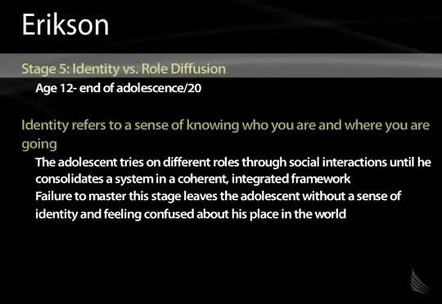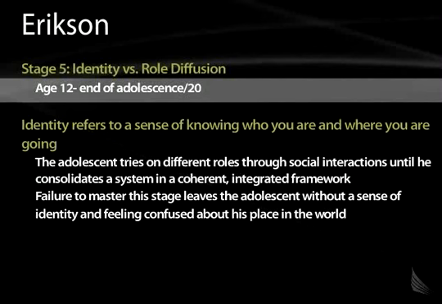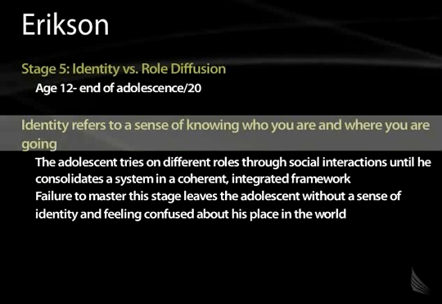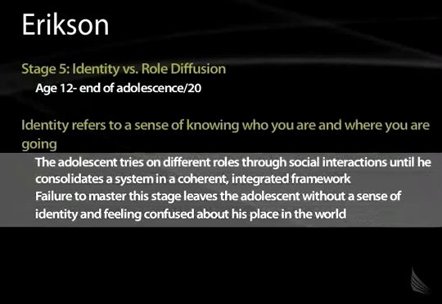Stage 5 is identity versus role diffusion. If you think back to when you were in adolescence, which is basically where this stage is, from the ages of 12 to 20, that was the age when you're trying to break away from your parents, you're deciding if you should go to college, what you should do in college, what kind of person you want to be. So that's where identity comes in. This is a time for adolescents to really figure out who they are. They try different roles throughout their social interactions. They decide which characteristics they like about different people and incorporate them into self.